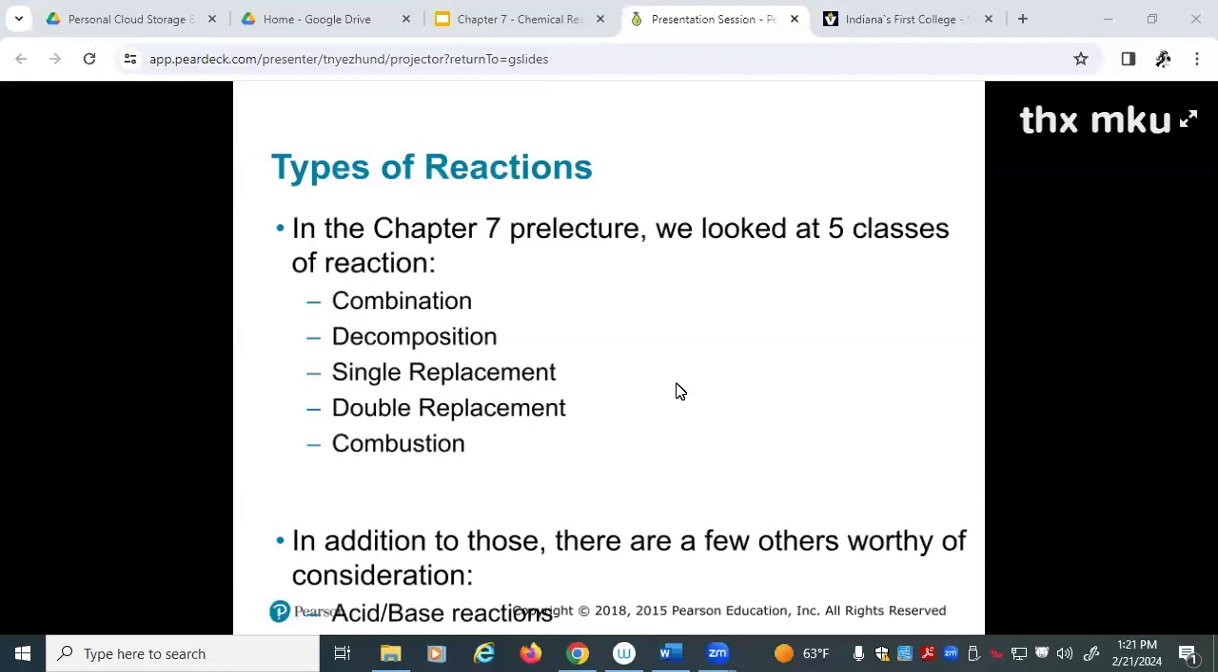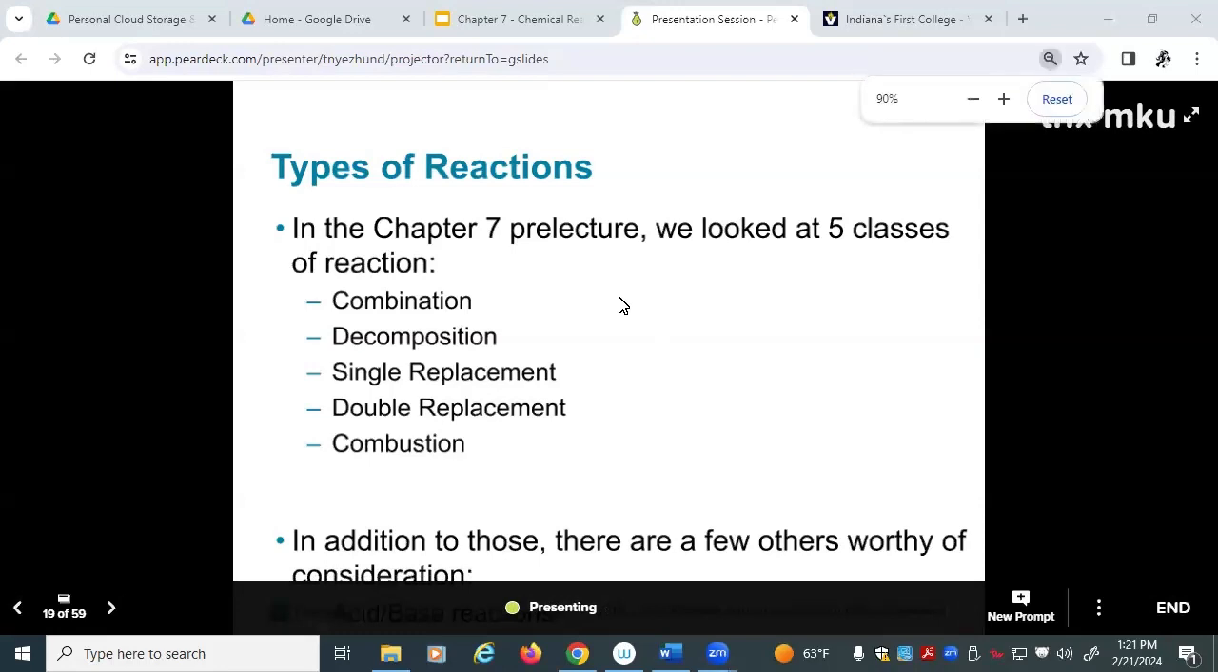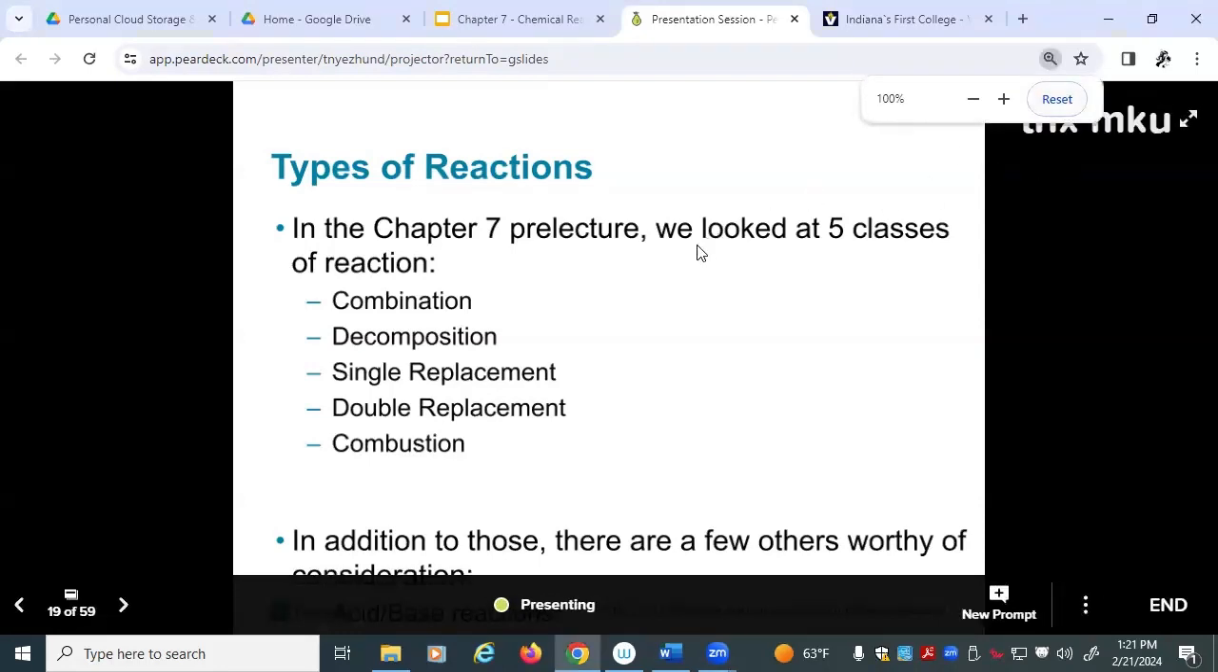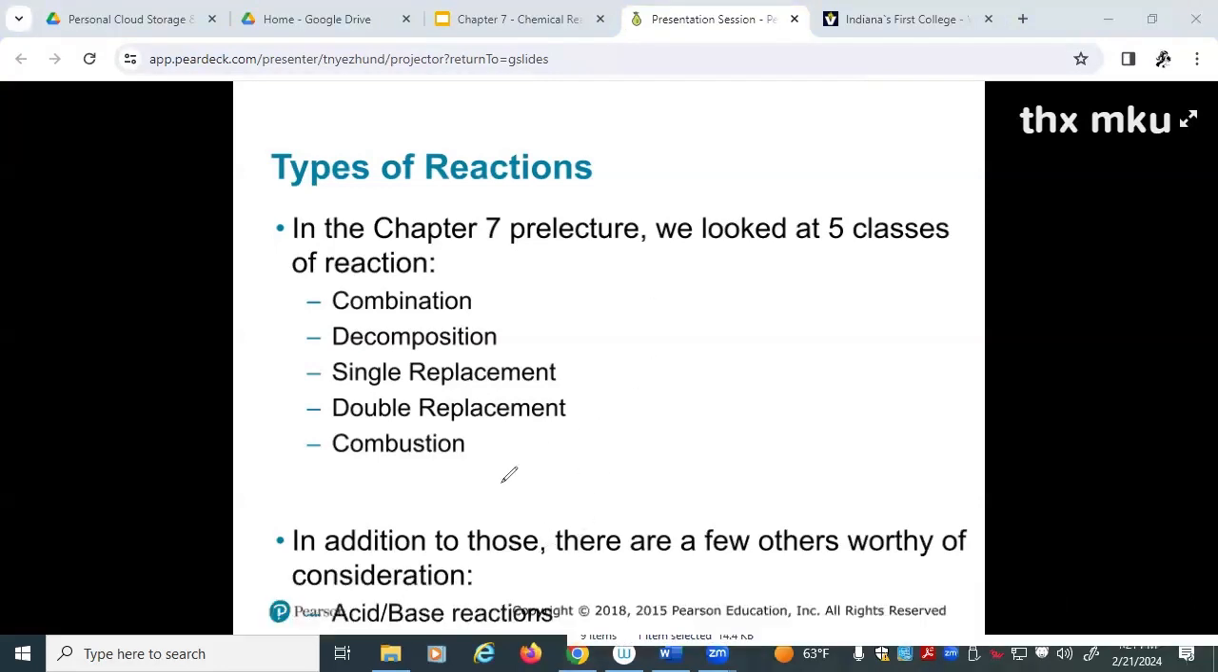There are a couple of other things that we would want to look at, though. And they got cut off here. I'm not sure why. So the other kinds of reactions that we would want to look at in particular are the acid-base reactions, the gas-forming reactions, and the redox reactions.